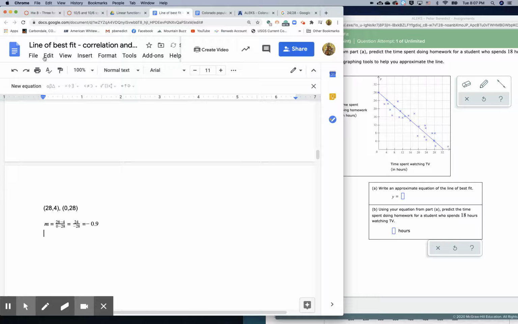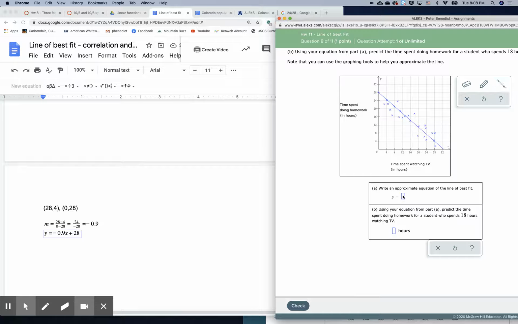Now, we already know my y-intercept. So I'm going to say y equals my slope, negative 0.9, x plus my y-intercept right here, which is one of the points I picked, 28. And there's my equation. So let's go over here and I'll plug that in. Negative 0.9x plus 28.